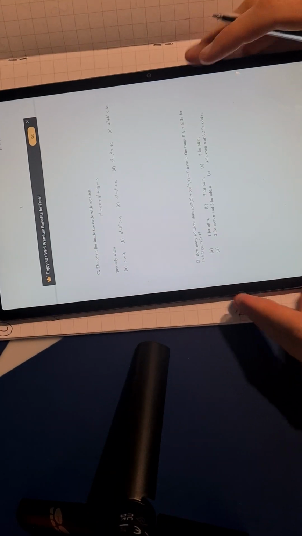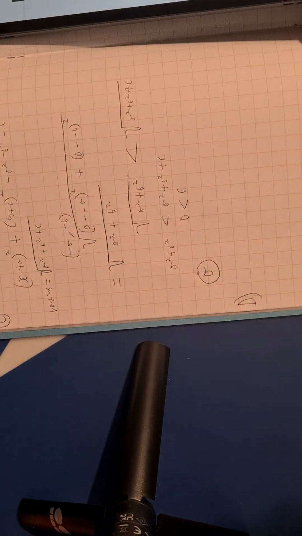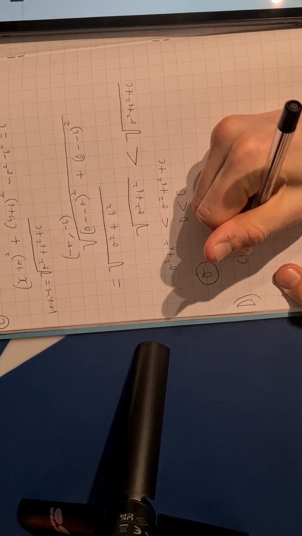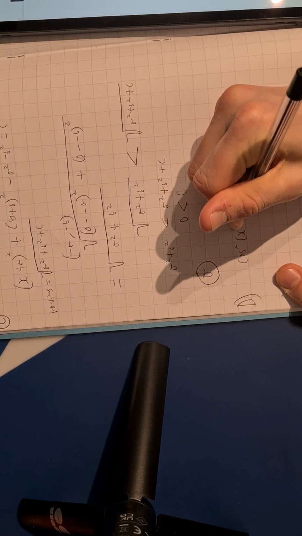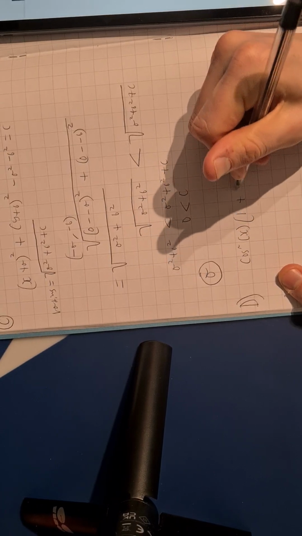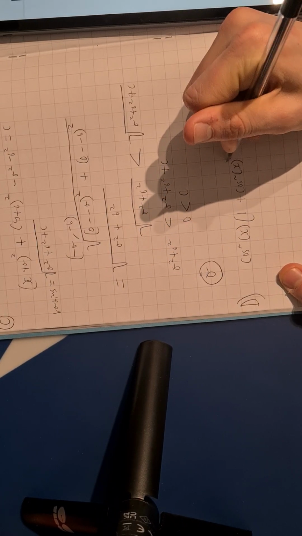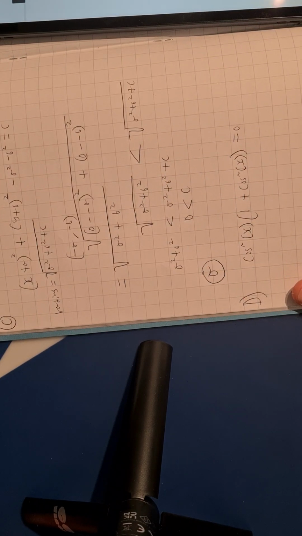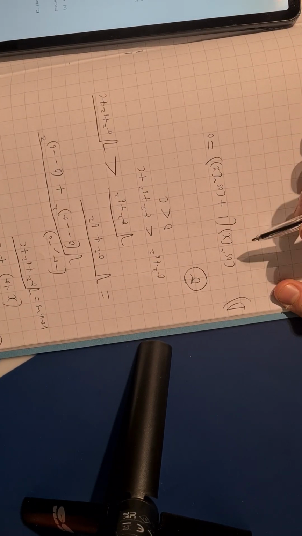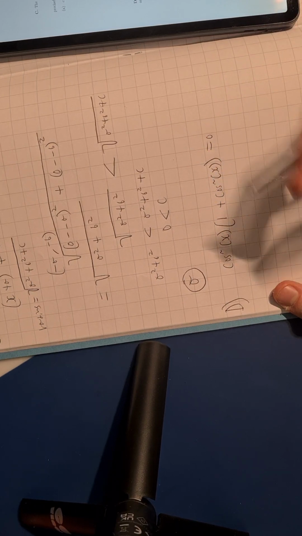You have D. How many solutions does cos^n x + cos^2n x = 0 have in the range of 0 to 360 degrees for an integer n greater than or equal to 1? Okay, so what we're going to do first is factorise this. So you have cos^n x times (1 + cos^n x) equals 0. Now we know that cos^n x either equals 0 or cos^n x equals minus 1.